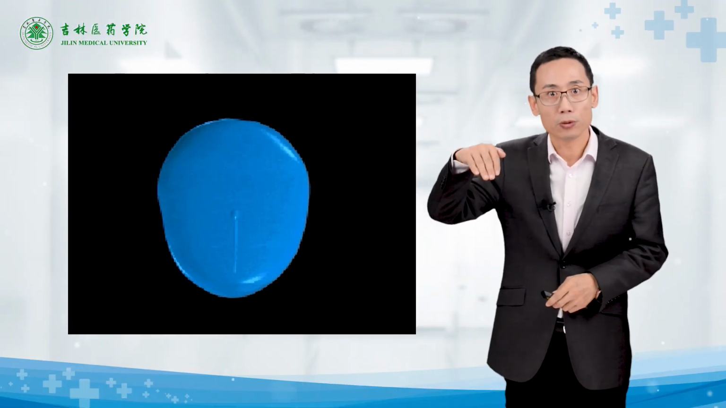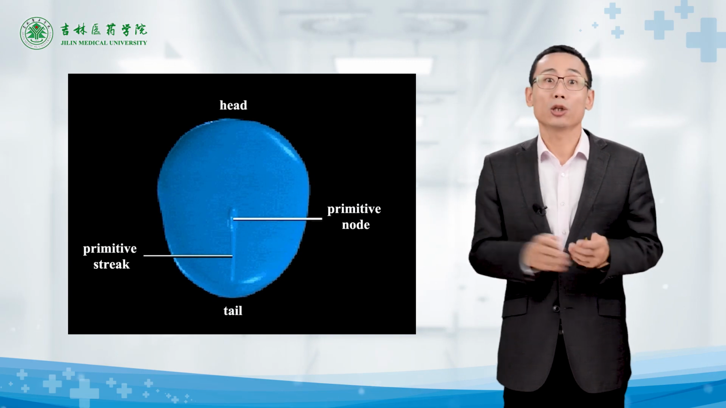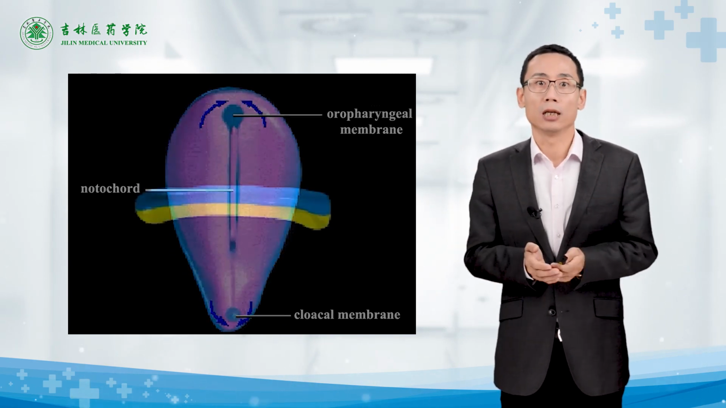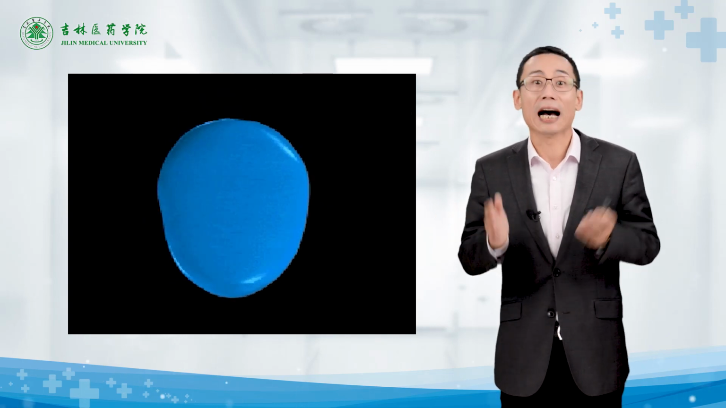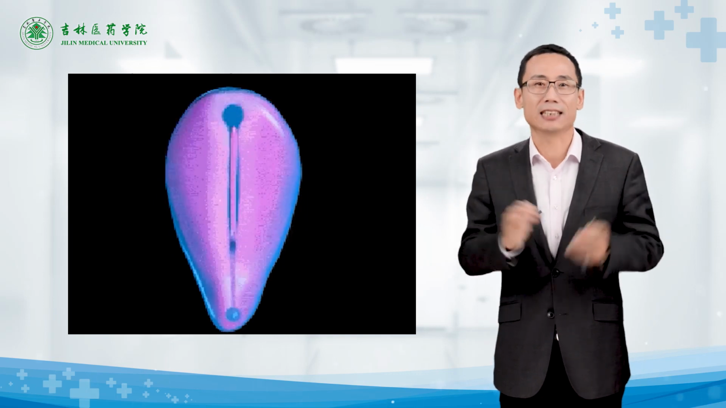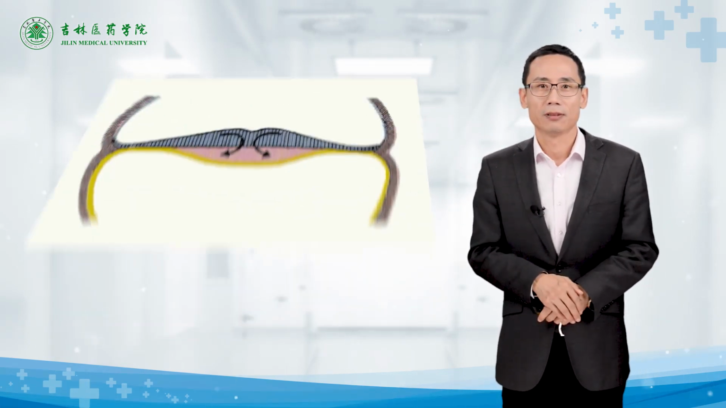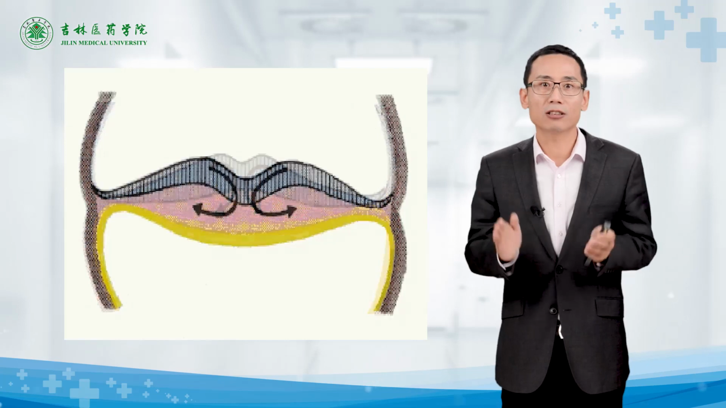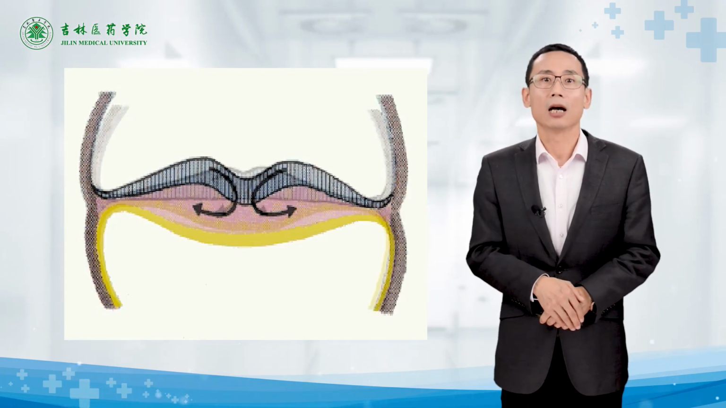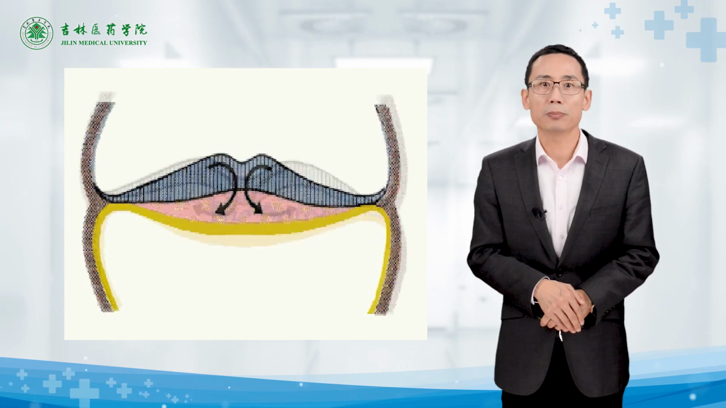From top view, this animation shows the formation of primitive streak, primitive node, notochord, mesoderm, and formation process of trilaminar embryonic disc. From the perspective of cross-section, this animation shows the directions of migrating cells from primitive streak.